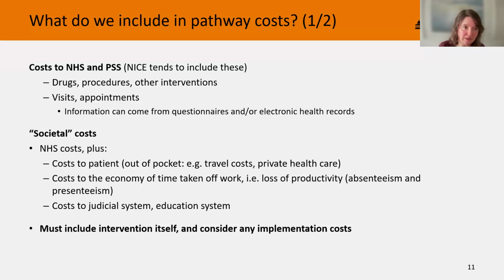Informal care is a really big one. It's starting to be included more in NICE analyses, which is great because it's really important. And other things. So cost of the judicial system, education system, if your health intervention might have knock-on impacts there. We also always include the intervention itself, so cost of giving the intervention itself, and we think about implementation costs. So this is not always done, but it is always important to think about. If you implement your new intervention, how does that work?